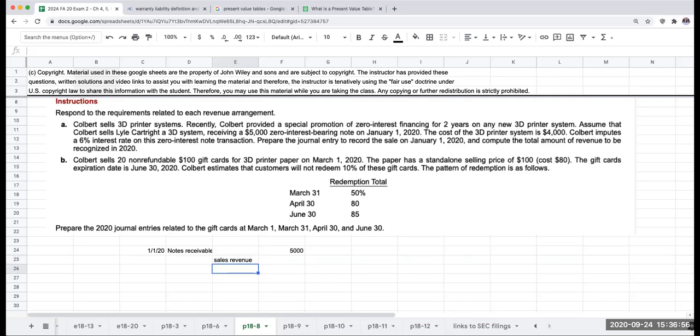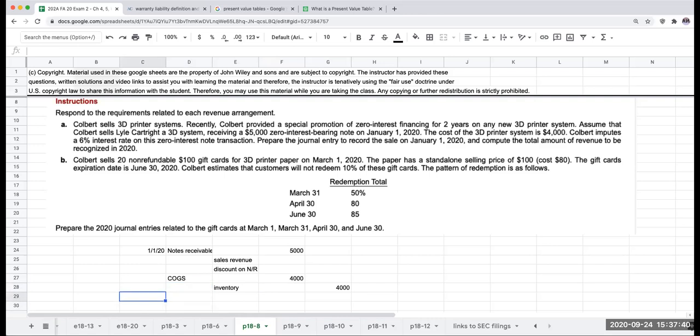And at the same time, because there is a zero interest note rate transaction, and I'm imputing 6%, I'm going to have a discount on notes receivable. That's because part of that sale is really interest. So this 5,000 really represents interest and the sale, basically the revenue. I also have to take the inventory off my books. I'm going to debit cost of goods sold and credit inventory, and this will be 4,000 and then 4,000.